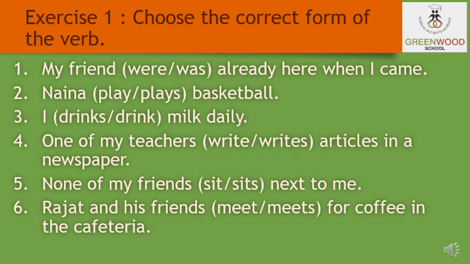The first one, my friend verb was already here when I came. Second one, Naina plays basket. Third, I drink milk daily. Fourth, one of my teachers writes articles in a newspaper. Fifth, none of my friends sits next to me. Sixth, Rajat and his friends meets for coffee in the cafeteria.